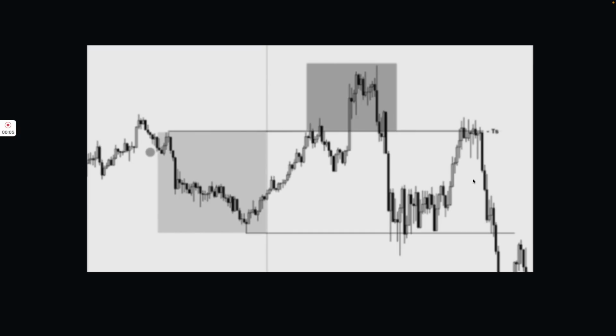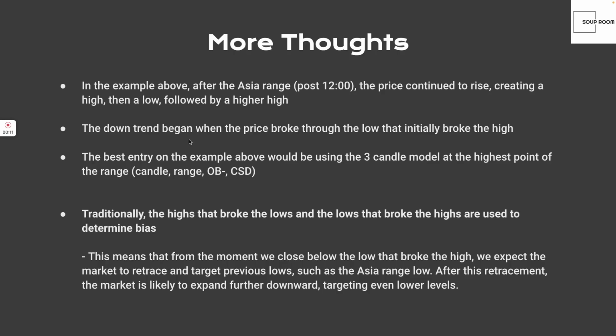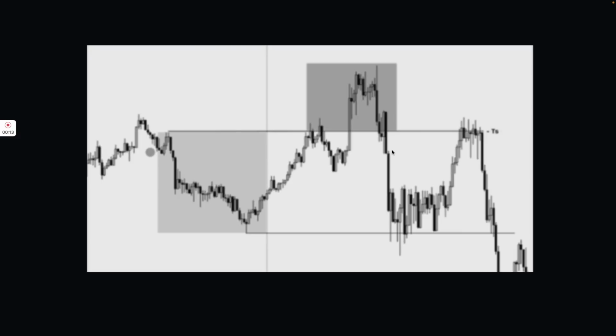Looking at this example, let's use the exact rules that I spoke about in the previous slide, and let's apply them to this example. Asian range, high and low. Breaking through the Asia range high. High formed, low formed, rejecting a high, breaking the low that rejected a high. Important. This is the change in state of delivery. There's an order block between here. That is why this is the change in state of delivery. Entry off of the fair value gap for those of you who trade it.